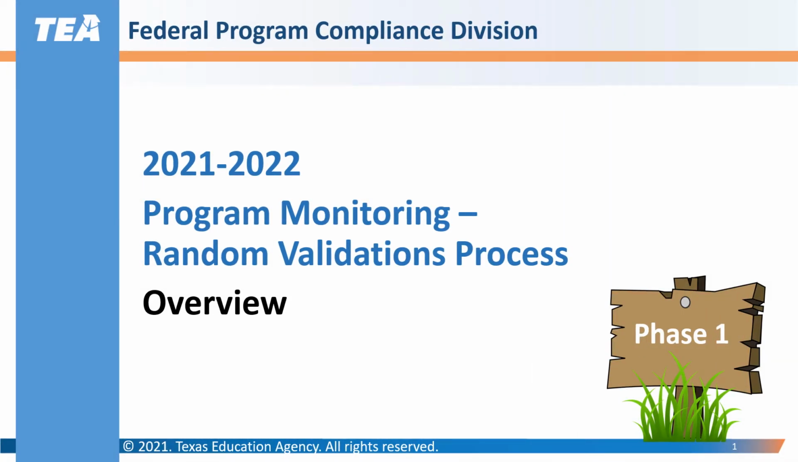The Federal Program Compliance Division will be conducting its 21-22 Program Monitoring Random Validations process in 2 phases. This training video will provide an overview of the Phase 1 process.